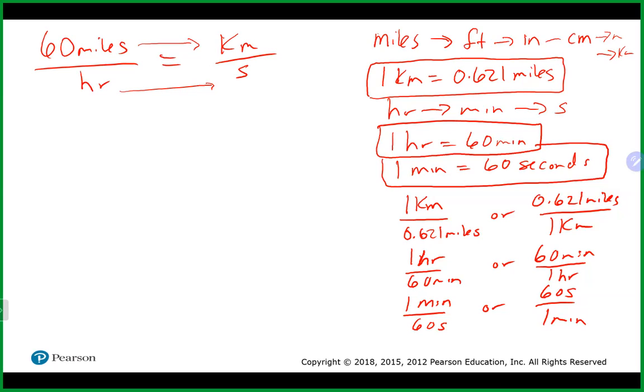Any questions so far? And again, like I said, you could shortcut some of this. If you know, right, that there are 3,600 seconds in an hour, you could go that way too. Instead of going from hours to minutes to seconds, it all should work the same.